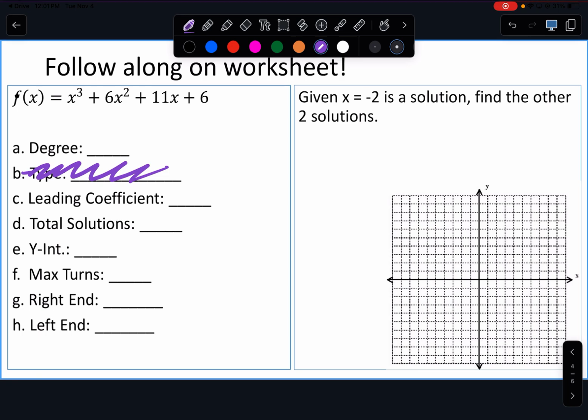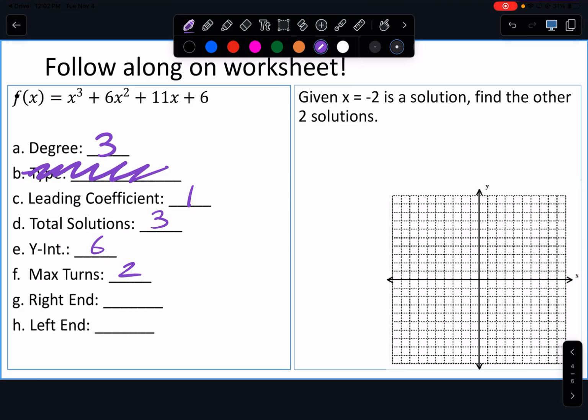But this is kind of a quick review of what all those numbers mean in the polynomial. So find the degree, find the leading coefficient, the y-intercept, all 3. The degree is 3, because that's our highest exponent. Leading coefficient, 1. Total solutions, 3. Y-intercept, positive 6. Maximum turns, 2 of them, because it's 1 less than the degree.